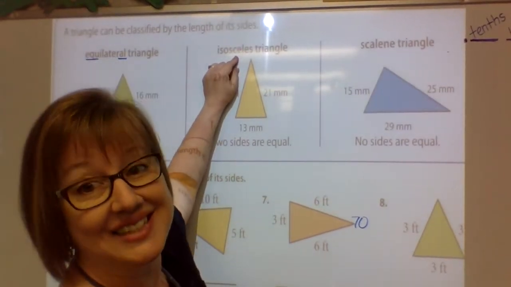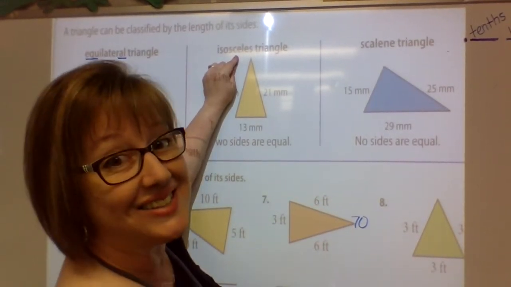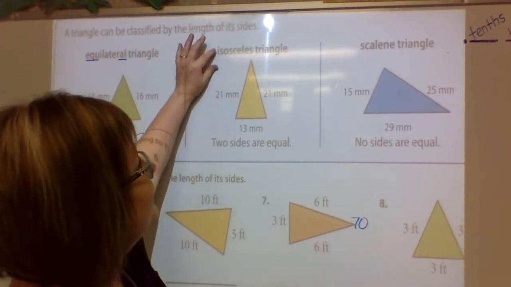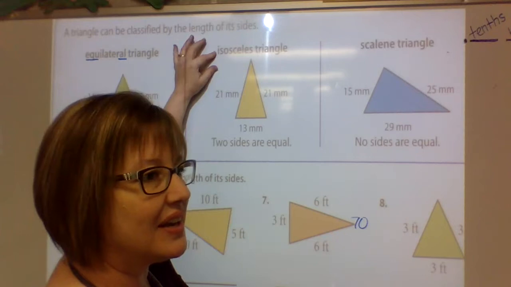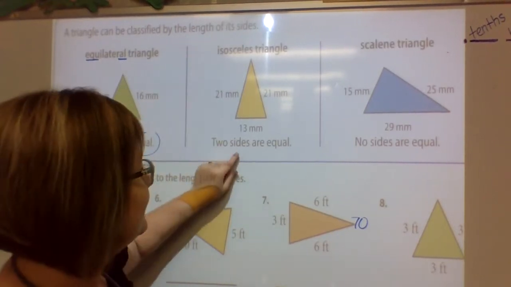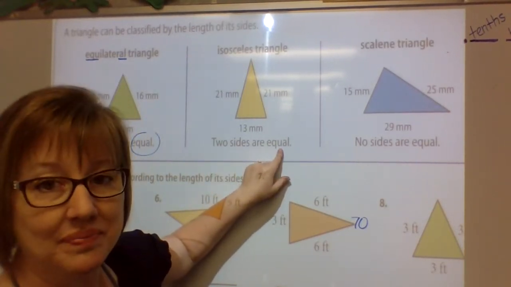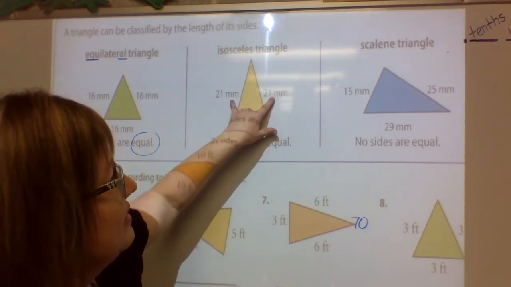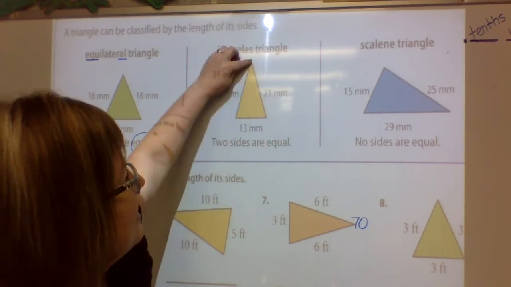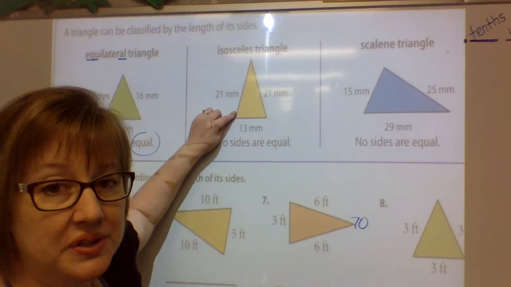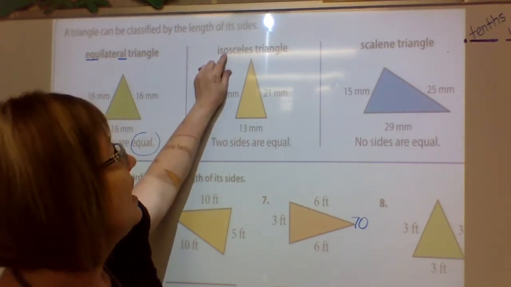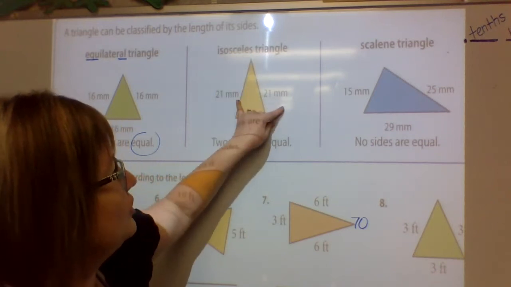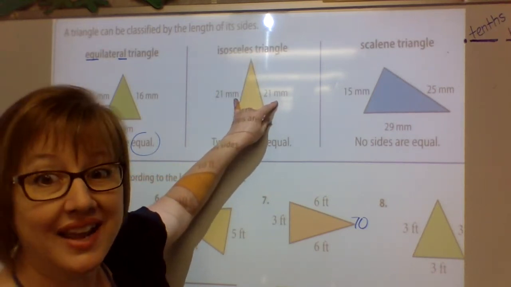Isosceles. Do you like that? I don't know what it makes me think of. It looks a little bit like the word icicle, but it doesn't sound like icicle. Isosceles has two sides that are the same. Okay, so this is 21 and 21. So this side and this side are the same measures. So it's isosceles. It's like I spy. I spy, sillies. Two sides the same.